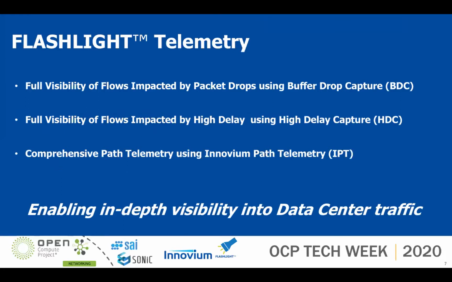In the Innovium devices, we provide flashlight telemetry as the umbrella for all telemetry engines that gather real-time information in the device and then send it to either a local collector or remote collector anywhere in the network based on user configuration. For packet drops, we have flashlight's buffer drop capture, also known as BDC. For packet delays, we have flashlight's high delay capture, also known as HDC. For flow path telemetry, we have flashlight's Innovium path telemetry, or IPT. These capabilities can be used simultaneously to enable deep analysis and insights into data center networks. In the next few slides, we will dive deeper into each of these capabilities.